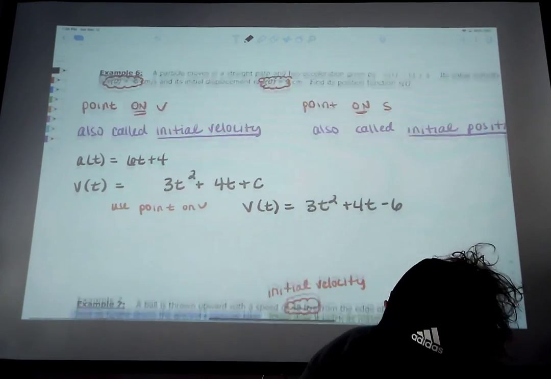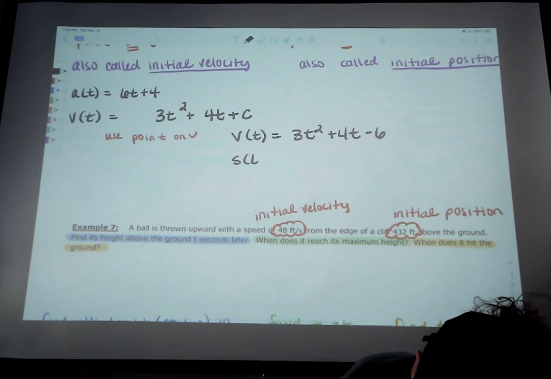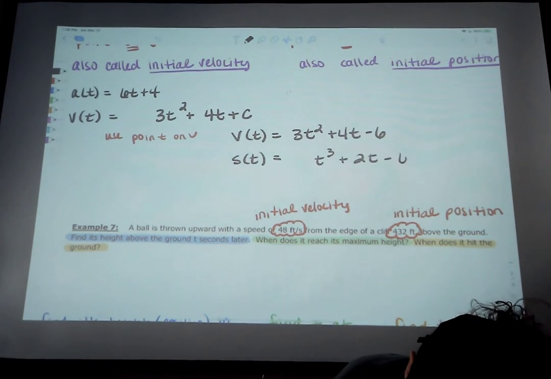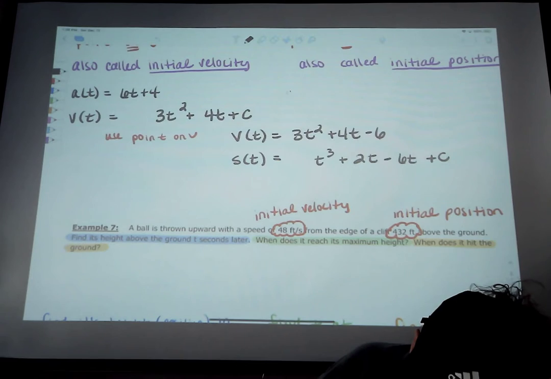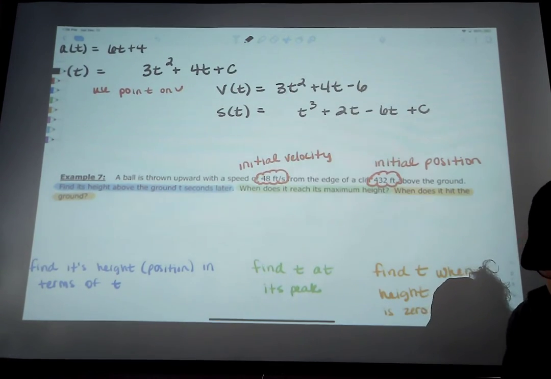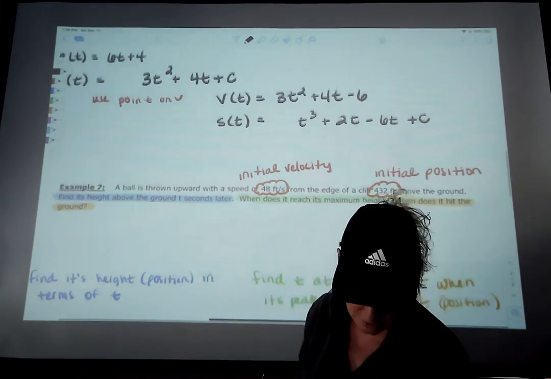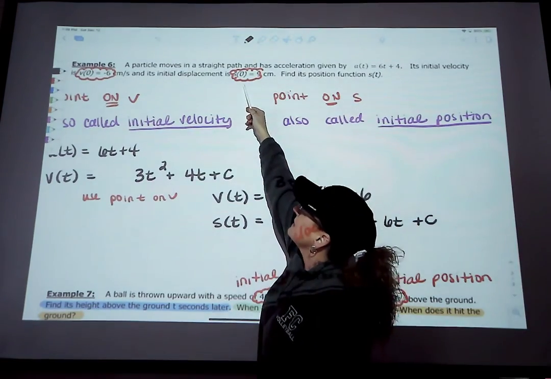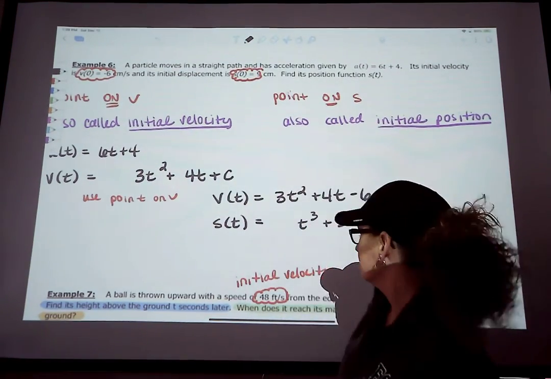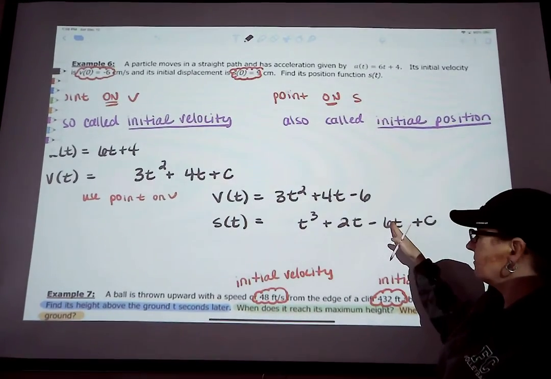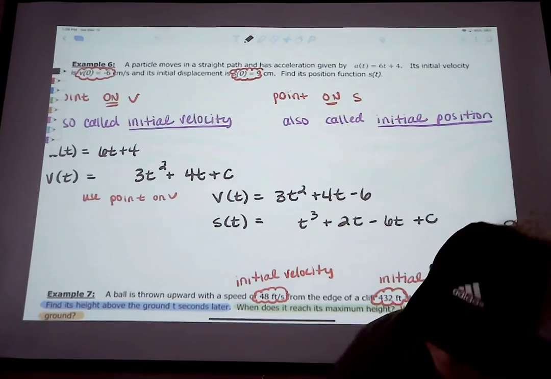Let's do an antiderivative on that to get our position function. Raise the power and divide, raise the power and divide, throw a t on there, plus c. We have the initial position, so when t is 0, s is 9. The t terms become 0, so c is 9.